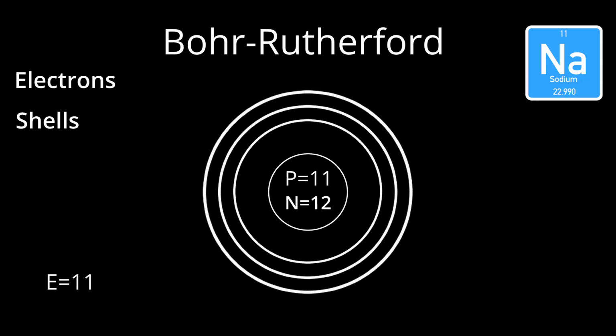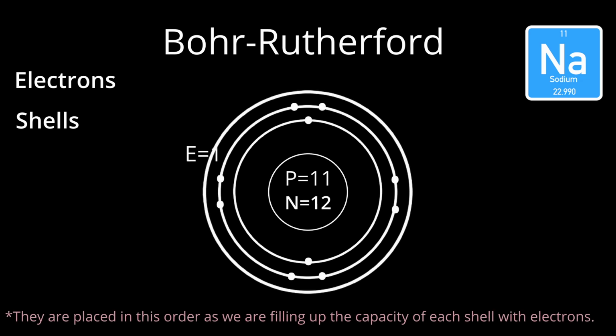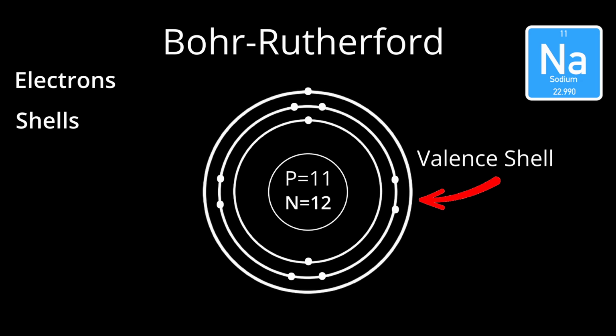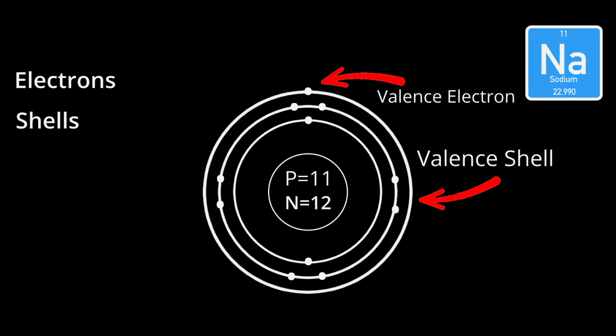Finally, to complete our diagram, we fill the shells with the number of electrons that our element has. So for sodium, we place 2 electrons in the first shell, 8 in the second shell, and we are left with 1 valence electron in the third shell. Keep in mind that the very outer shell of a Bohr-Rutherford diagram is called a valence shell. Likewise, the electrons in said shell are called valence electrons.